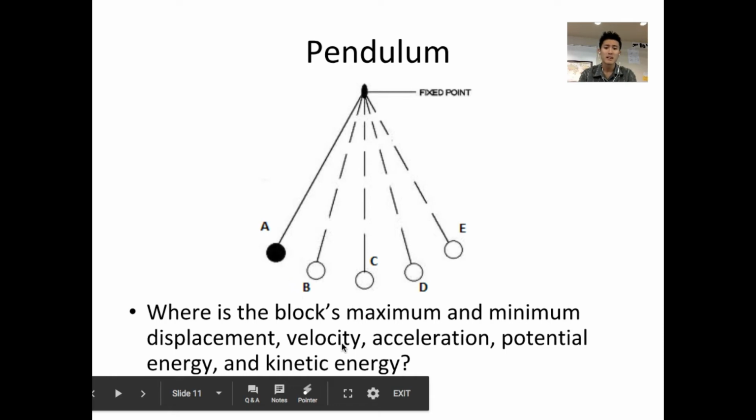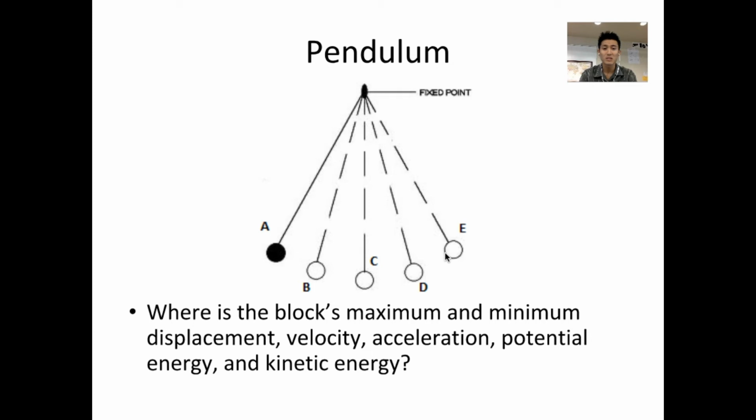And so if you were to take a guess, what is the maximum and minimum displacement of this pendulum from the equilibrium point? What is the maximum and minimum velocity? Where is it reaching its maximum velocity or speed? Is it A and E, or is it C? Same thing with acceleration. What is the maximum and minimum? And then lastly, potential energy and kinetic energy. Where does it have the most potential, least potential, most kinetic energy, least kinetic energy? Why don't you take a guess before we flip to the next slide? And hopefully you'll see that there's a lot of parallels between this and the mass on the spring.